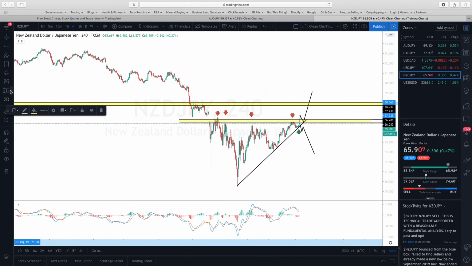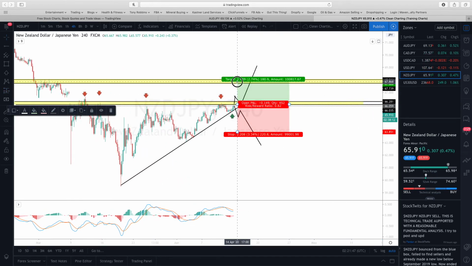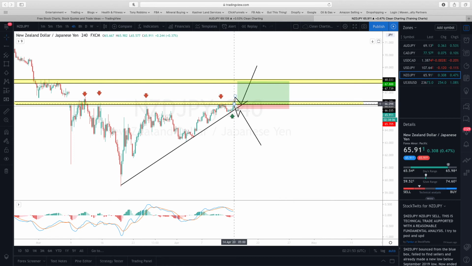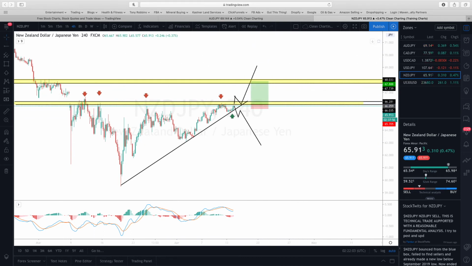So if we're looking to take this trade long, we would look for the break, retest, probably a push up into this area with our stop somewhere around here. So 35 pip stop for 182 pip take profit. For the buy side, and for the sell side, we would do the opposite.